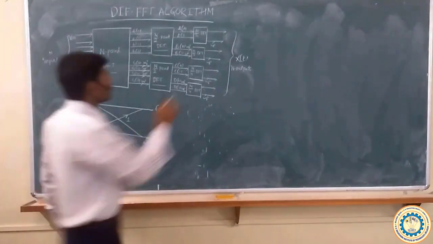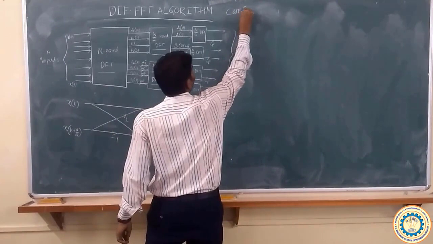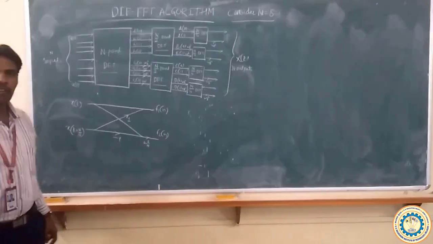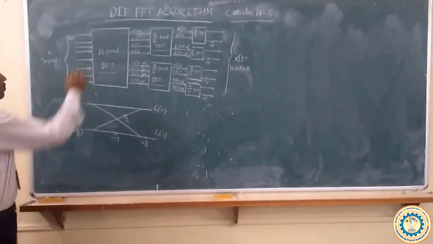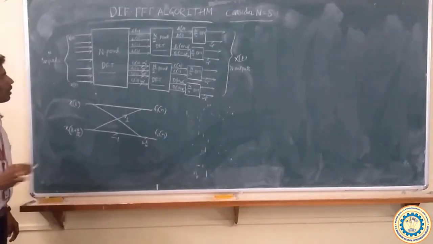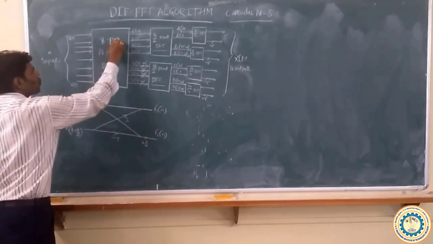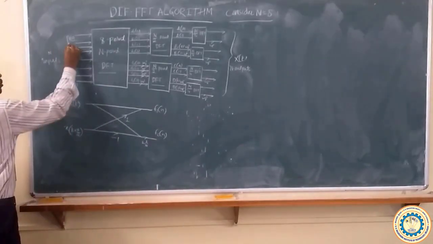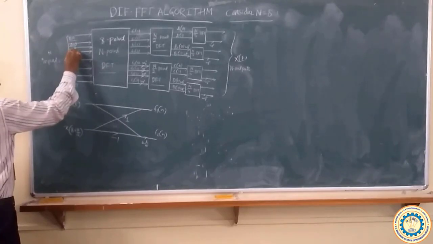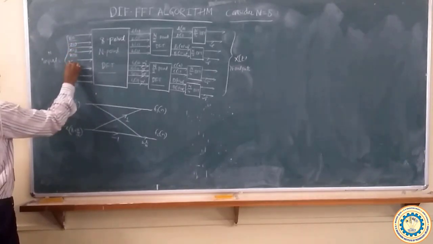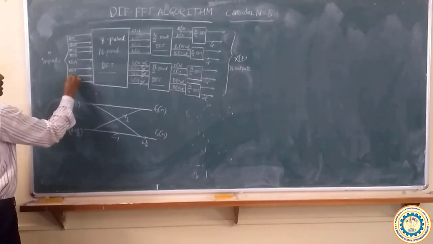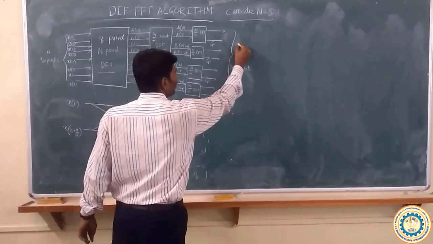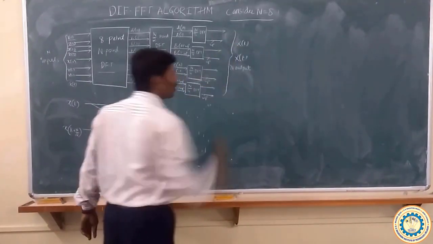Now let us consider N equal to 8. For example, if I take N equal to 8, then this is my 8 point DFT. So for the 8 point DFT, I have 8 inputs. Assume that this is x of 0 input, this is x of 1, x of 2, x of 3, x of 4, x of 5, x of 6, and this is my x of 7 input. And here I have the DFT, that is x of k outputs.